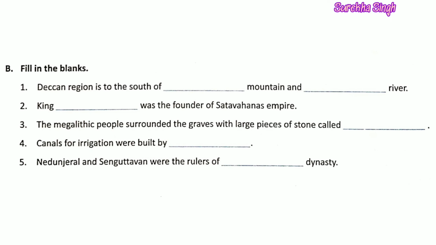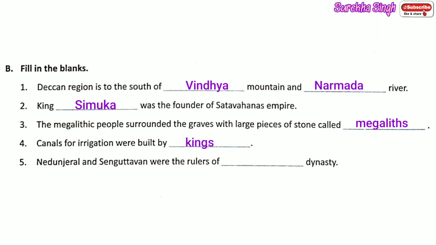Question B. Fill in the blanks. 1. Deccan region is to the south of Vindhya mountain and Narmada river. 2. King Simukha was the founder of Satvahana Empire. 3. The megalithic people surrounded the graves with large pieces of stone called megaliths. 4. Canals for irrigation were built by kings. 5. Nithanjaral and Senguttavan were the rulers of Chera dynasty.